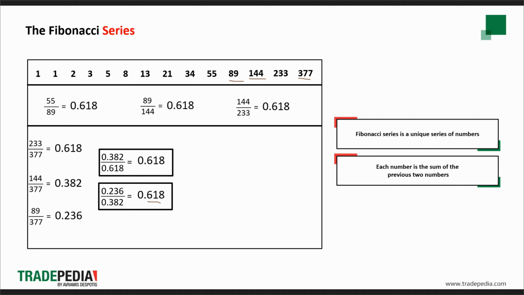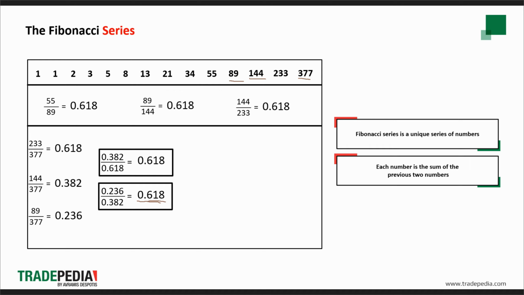61.8%, that's the level that keeps coming up. It's the same number that just keeps coming up. It's going to be a really key level. So this is how we see that not just the numbers in the Fibonacci series are connected to each other, but the ratios between these numbers, whether you skip one number or you skip two numbers, are still connected by the same number. And what's that number? 0.618.